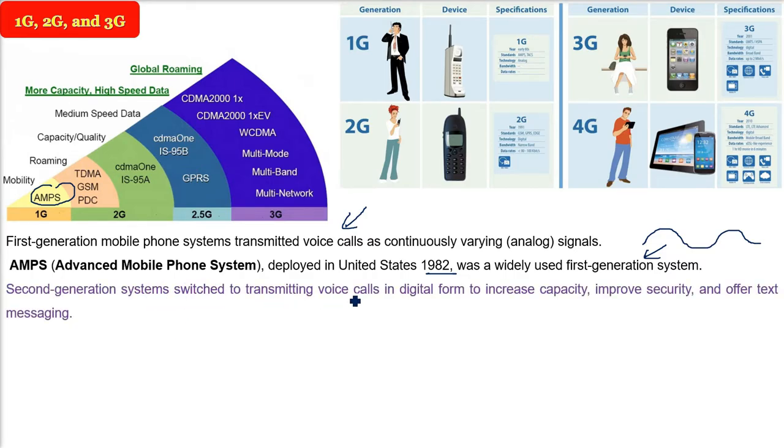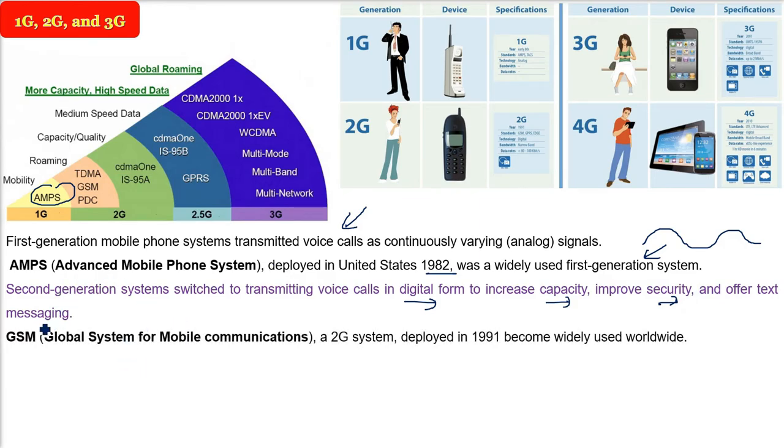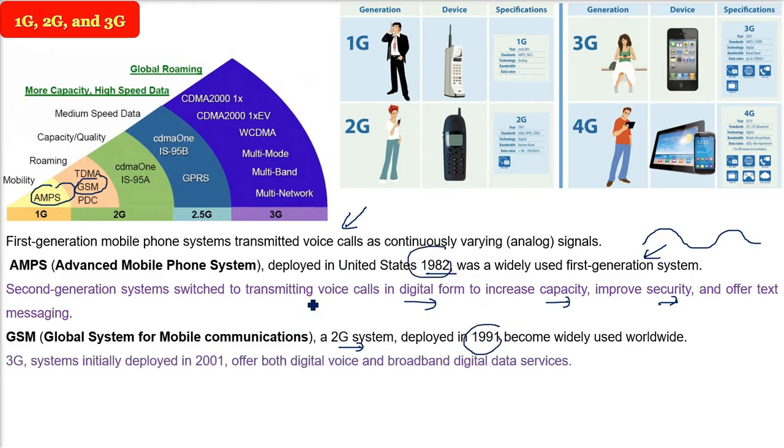Second generation, now it switched to transmitting voice calls in digital form. Okay, now digital came here. This was to increase the capacity, to improve the security, and then text messaging was offered, texting. Then GSM. This GSM is actually a 2G system, Global System for Mobile Communication, and this was deployed in 1991. 1G 1982, 2G 1991. So I am showing how the phone used to look.